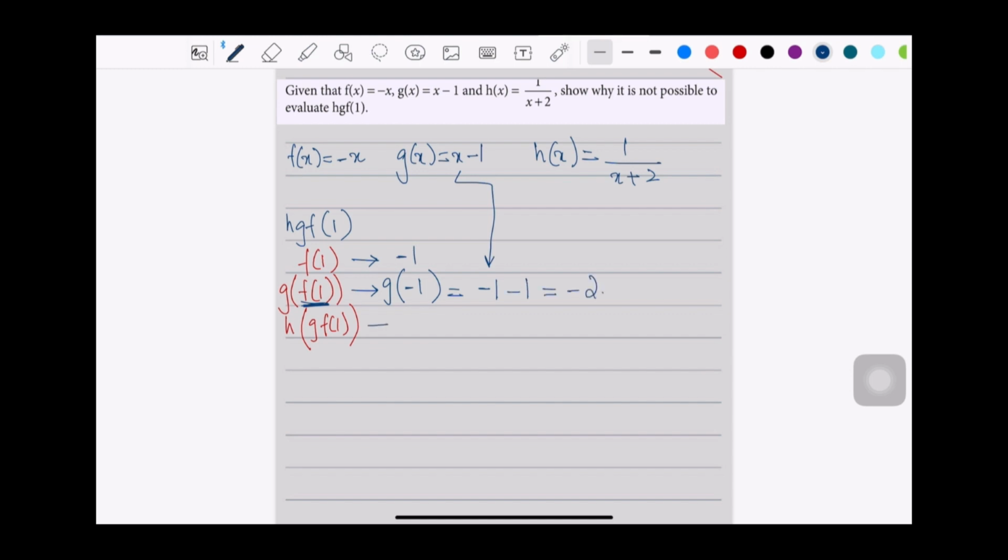Now I need to just find out h of negative 2. This is going to be 1 over minus 2 plus 2, and hence is equals to 1 over 0, and it reaches infinity. Hence it is not possible to evaluate h of g of f of 1.